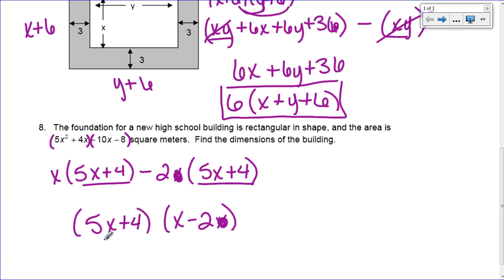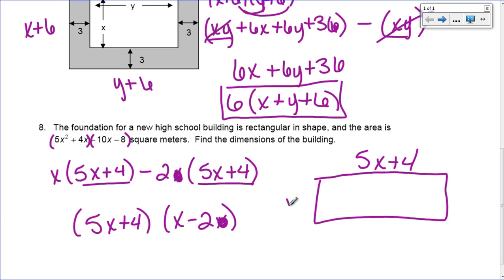So now you have 5x plus 4 is one dimension, and x minus 2 is the other. And so if I were to draw my rectangle for the foundation of the new high school, this would be 5x plus 4, and this would be x minus 2. So that is factoring with the greatest common factor and grouping.